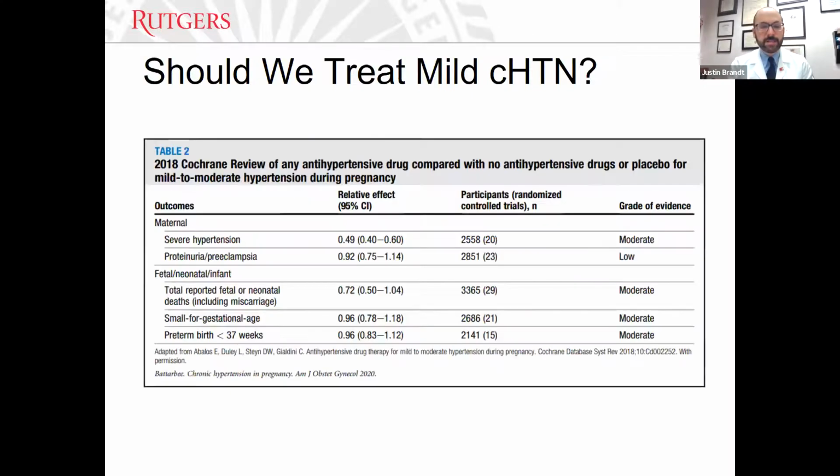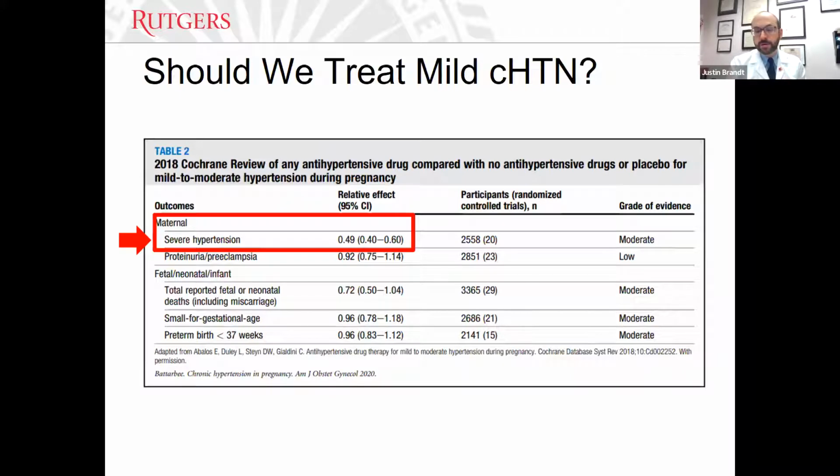We need bigger studies. And this table summarizes a Cochrane review that looked at antihypertensive therapy for people who have mild chronic hypertension. And it looked at people who received treatment for mild chronic hypertension with blood pressure medications or placebo. And what they saw is that in women who had mild hypertension, who were treated with antihypertensive medications, there was a significant reduction in the development of severe hypertension in pregnancy by about 50%.